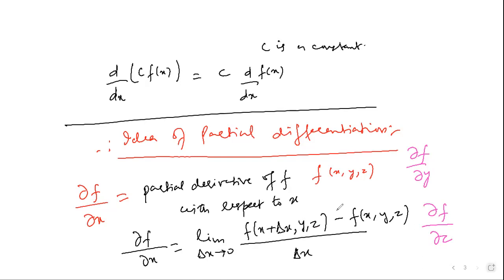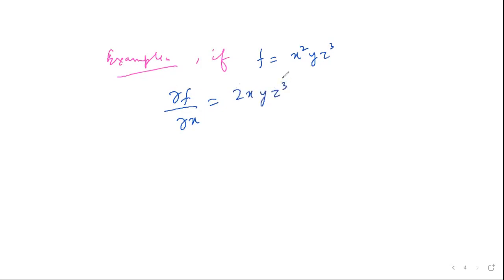As an example, I give you an example. If my function is x square y z cube, then dou f by dou x: my variable is x, y and z cube will be constant, x square has differentiation 2x, and y z cube will remain as a multiplier, right?